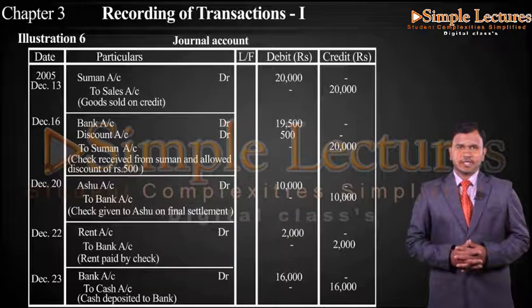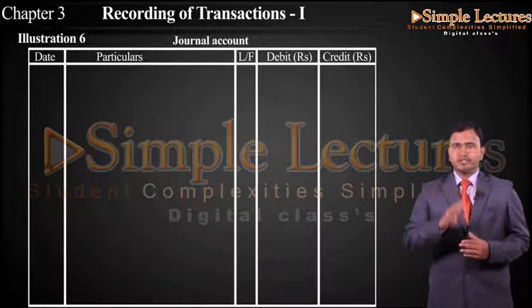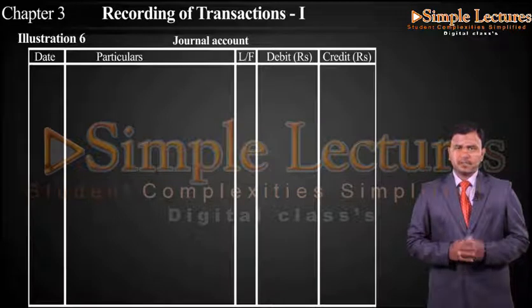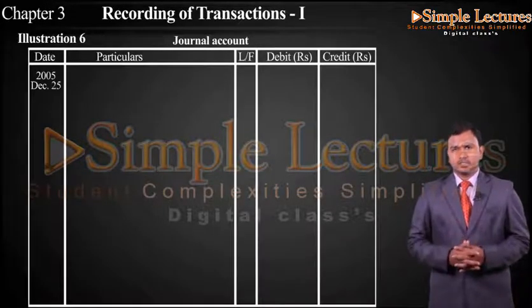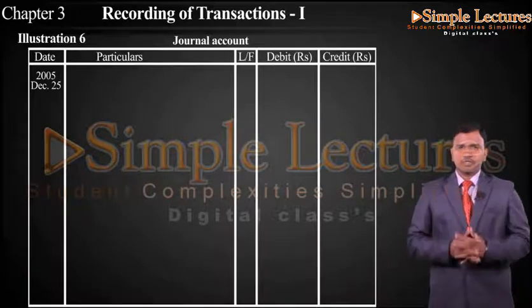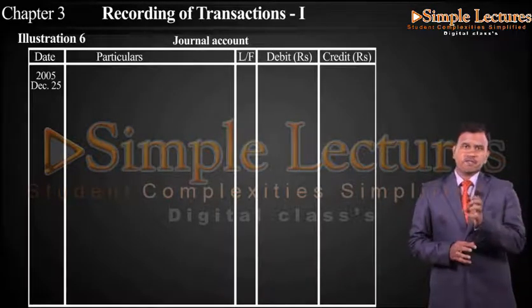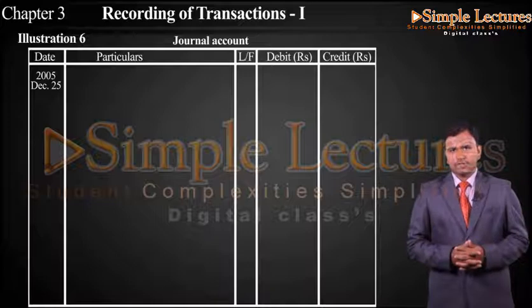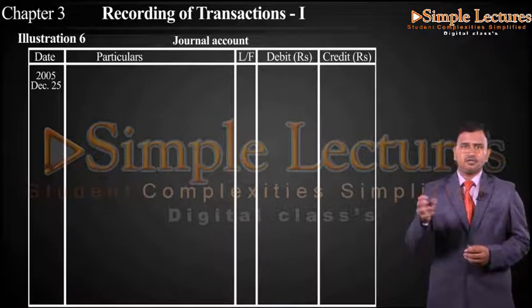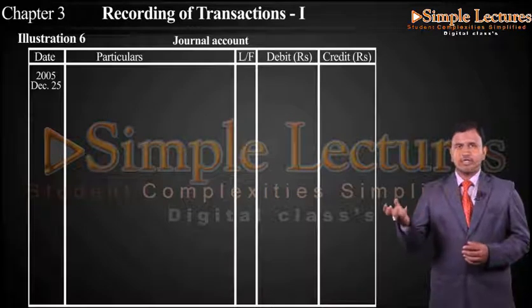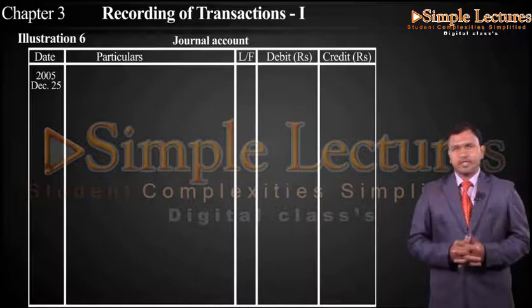Let us take the next transaction which we have on December 25th. Machine purchased from Parigya 10,000. So here the machine was purchased from Parigya. On one side the machine is coming inside the organization. Instead of cash, we are purchasing that machine on credit basis, so here the creditor's name has to be recorded.